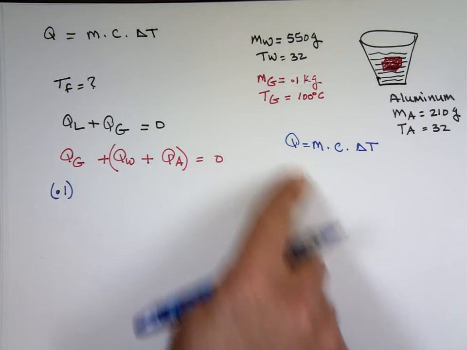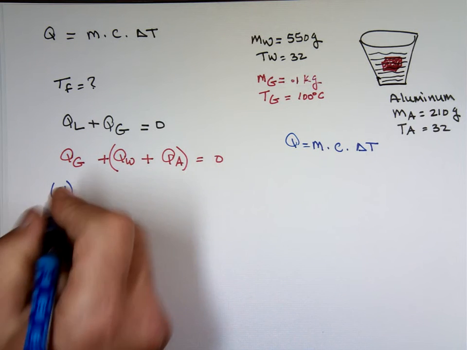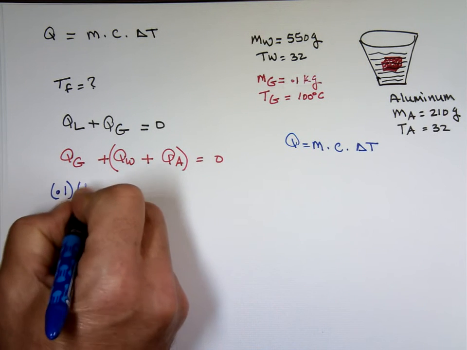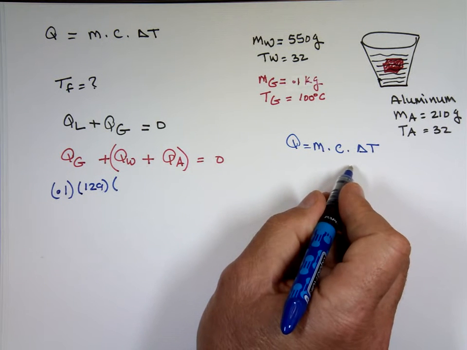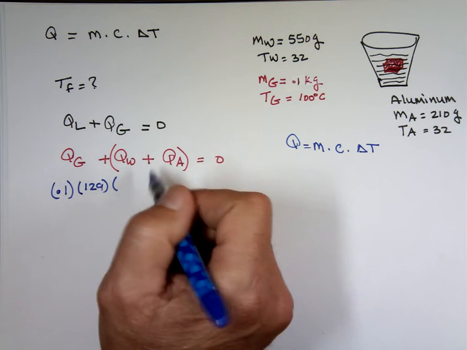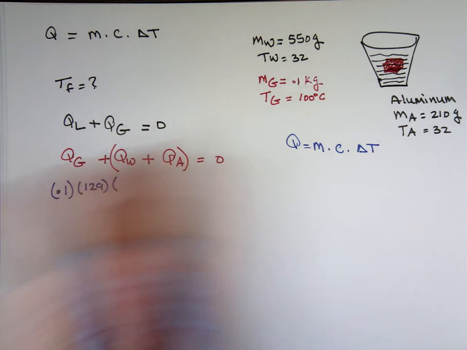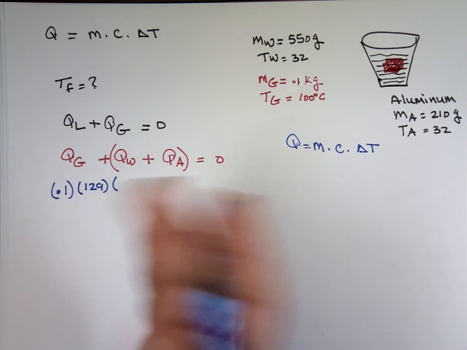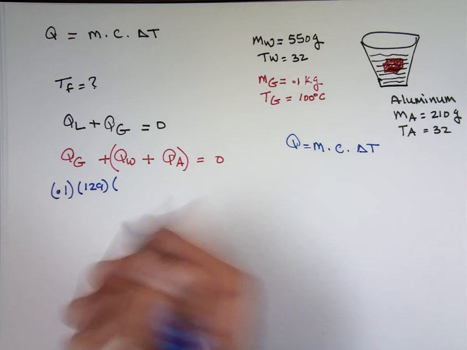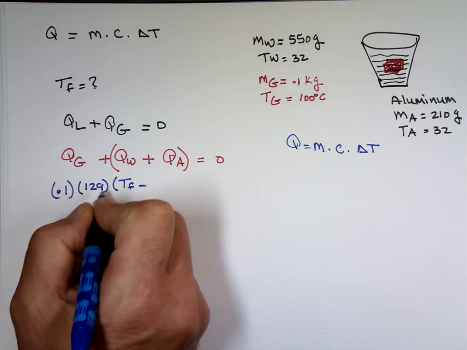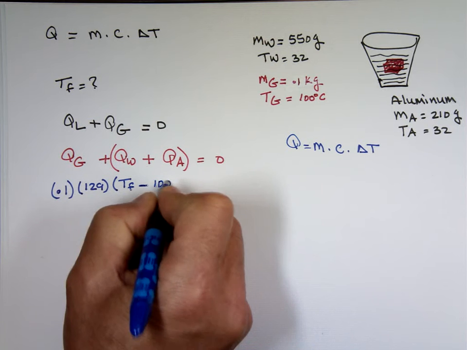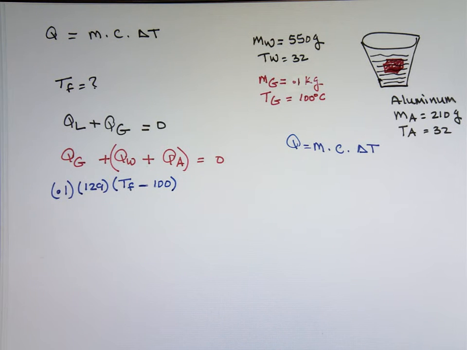So for gold, the mass times C times delta T. C is 129, the specific heat, times delta T, the change in temperature. Well, change in temperature is final minus the initial. Final temperature, I have no clue. I'll call it T final. The initial temperature of gold was what? 100. And notice we know the final temperature is going to be below 100. So that's why that number will be negative.